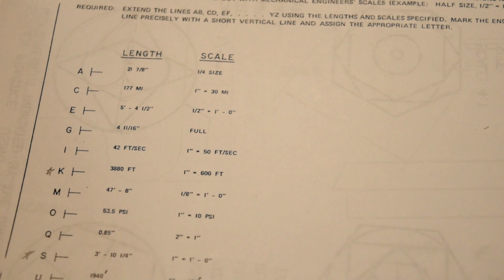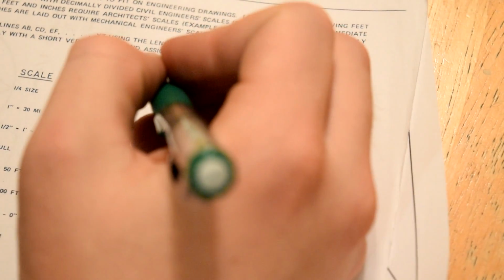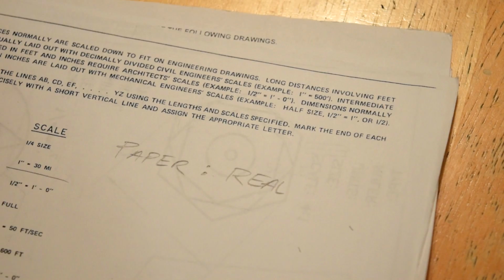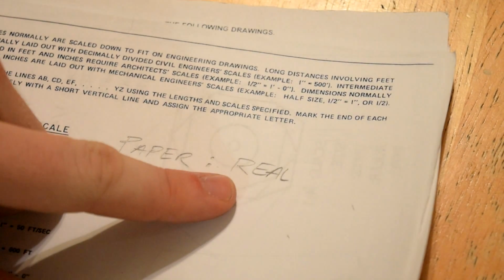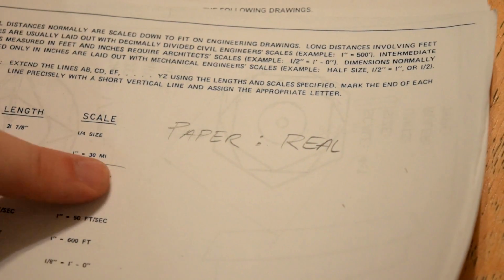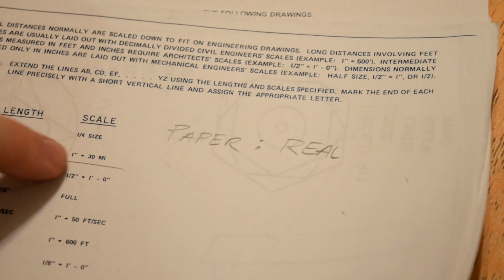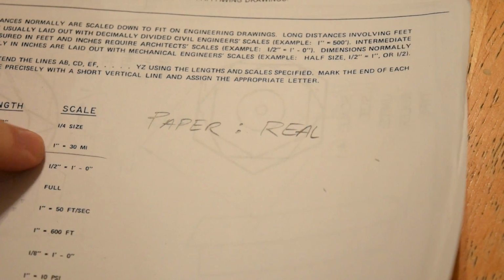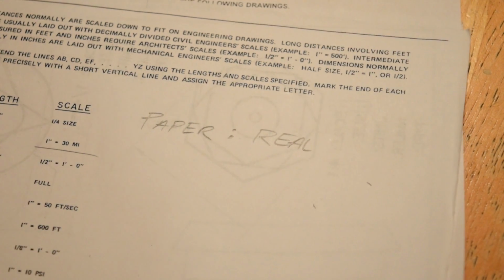So before I do a few examples, a couple things to keep in mind about scales. When we're reading a scale like this one here, we've got 1 inch equals 30 miles. I want to keep in mind that that is talking about paper scaled to reality. So whenever you're looking at a scale ratio, paper is on the left and real is on the right. If 1 inch on paper is 30 miles in reality, we know that real is clearly much bigger than paper, so paper is going to be much smaller than the actual object.